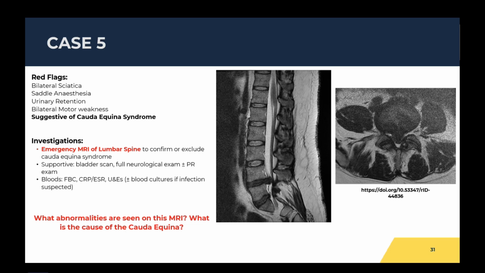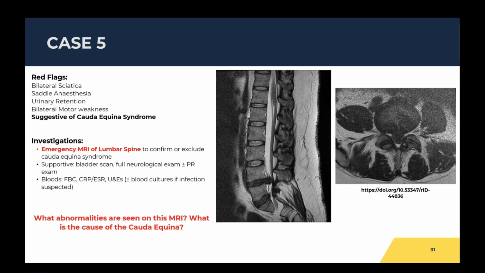And in terms of supportive investigations, you may want to do a bladder scan to check for urinary retention. You'd want to do a full neurological exam and a PR exam as well. And in terms of bloods, you'd want to do a full blood count and your infective markers, so CRP and ESR. And if you're suspecting infection, you'd probably want to do blood cultures as well.